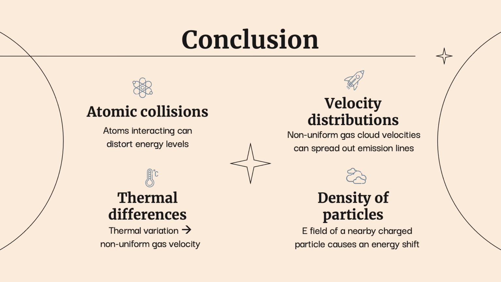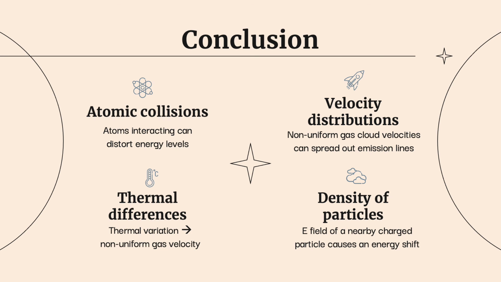In summary, there are many different mechanisms that can cause a smearing of energies and produce broader emission lines than what might be expected. Atoms colliding or interacting with each other can distort their energy levels, but there are also other ways that we can obtain this smearing effect.